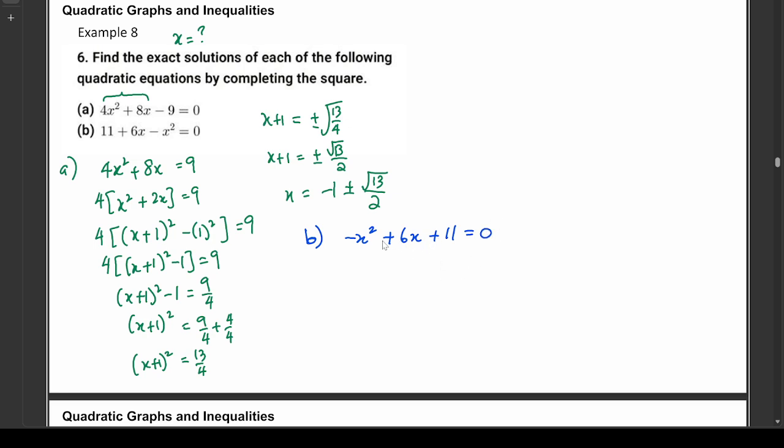And if you remember, completing square doesn't involve the C term. You can move it to the right, which will give you negative 11, right?